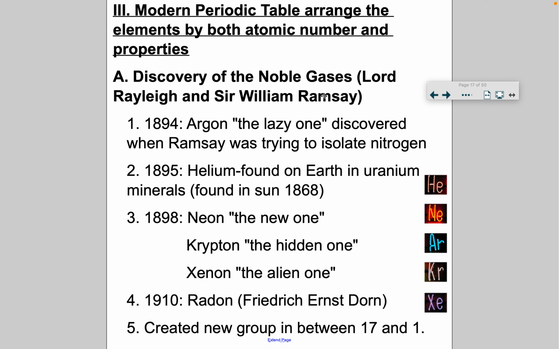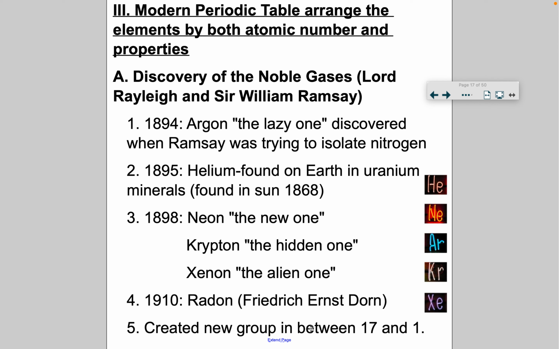So the discovery of the noble gases: Lord Rayleigh and Sir William Ramsay discovered quite a few. 1894, argon, the lazy one, discovered when he was trying to isolate nitrogen. 1895, helium, found on Earth in uranium minerals. It's also found in the sun. They discovered that back in 1868. 1898, neon, the new one. Krypton means the hidden one. Xenon means the alien one. Radon was 1910. That's not Lord Rayleigh and Sir William Ramsay.